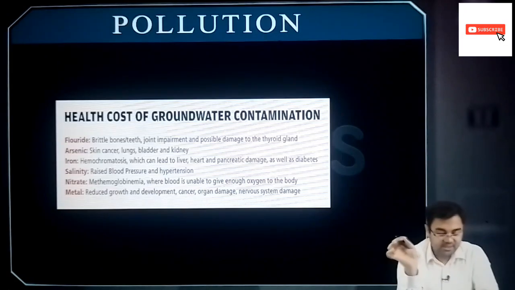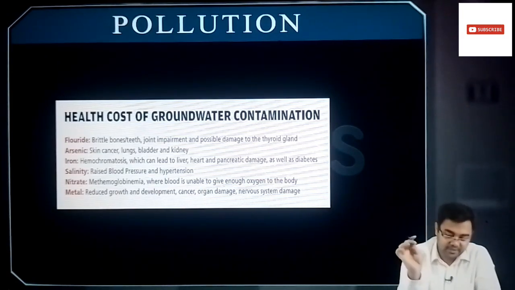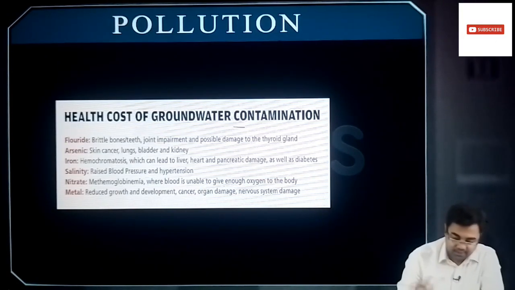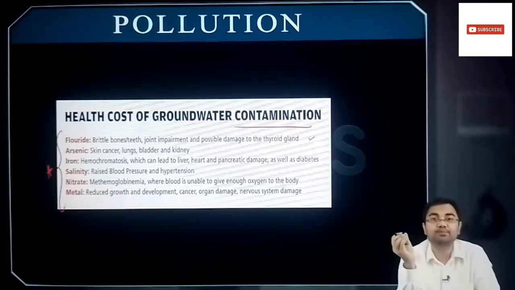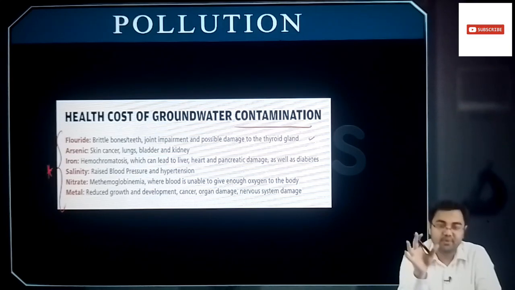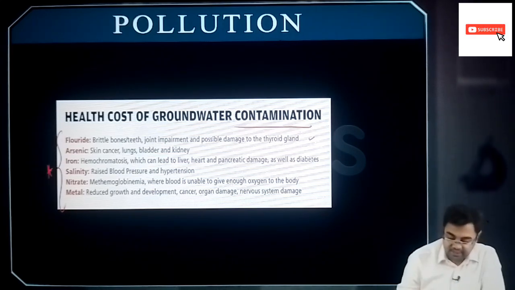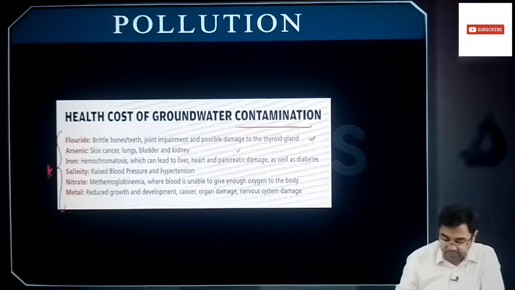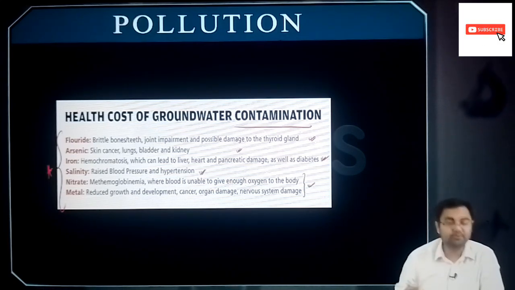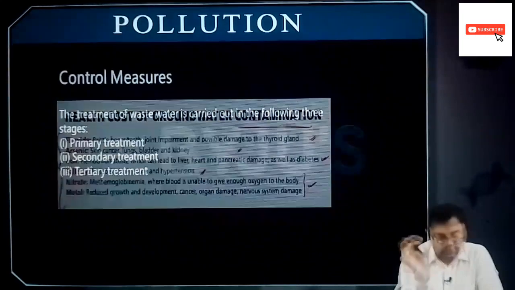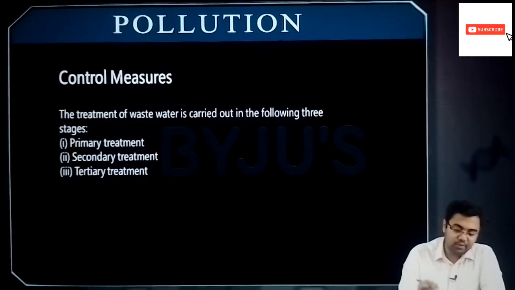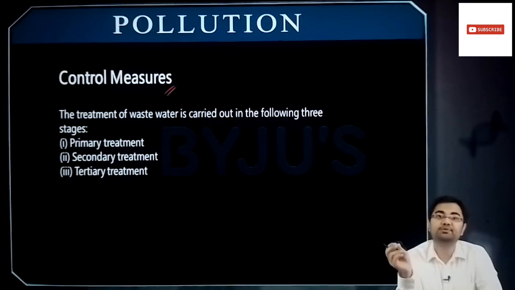Now let us discuss some of the health aspects related to groundwater contamination. If you look, these are the 5 or 6 most important pollutants that are found, and what kind of effects they can have on humans has been listed out here. I would suggest that you pause the lecture for a couple of minutes and have a look at all these effects. Let's have a look at some of the control measures that we can use for municipal waste.